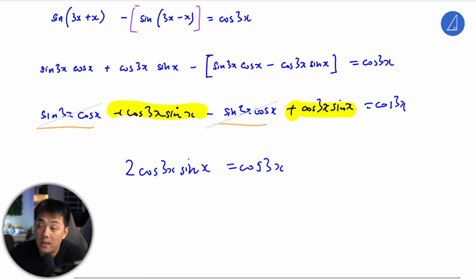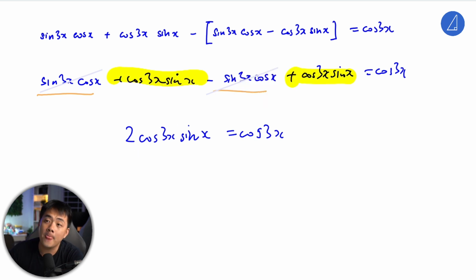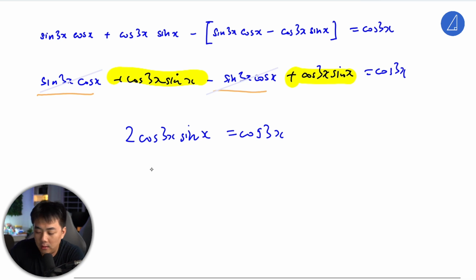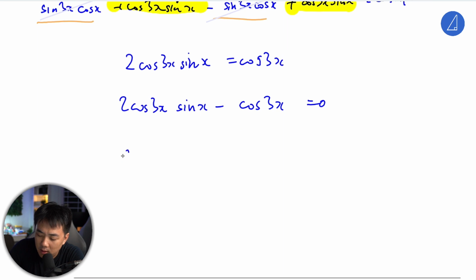Now this is important. Don't cancel it out, because this in itself is a solution. Cosine 3x equals 0 is a solution. One of the common mistakes that students make is just cancelling this out. So what I'm saying is, just bring it over and factorize it. Don't divide both sides by cosine 3x. So 2 sine x cosine 3x minus cosine 3x equals 0. Then this is cosine 3x times 2 sine x minus 1 equals 0.